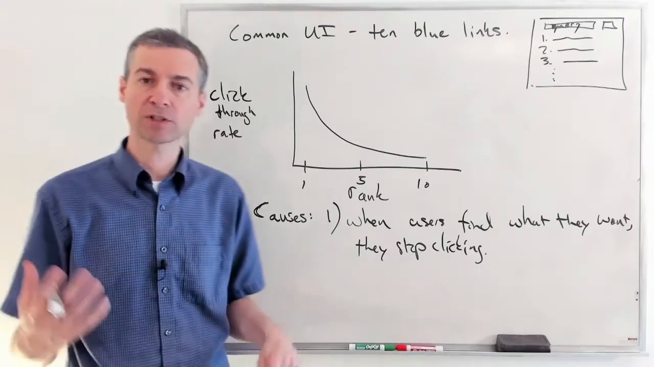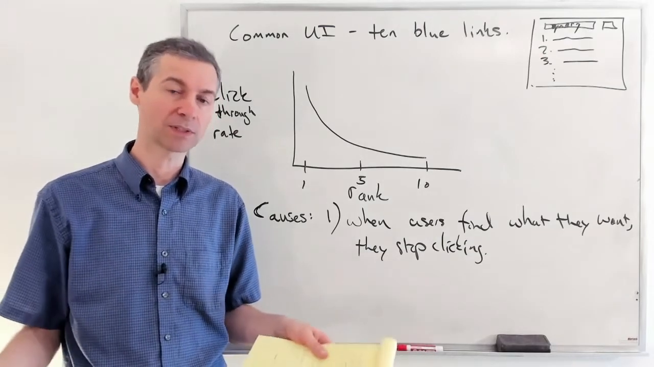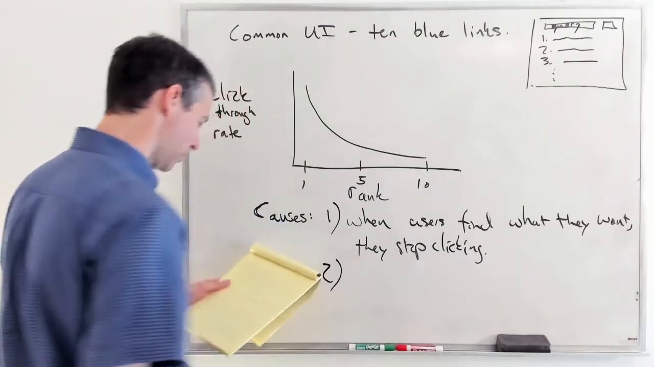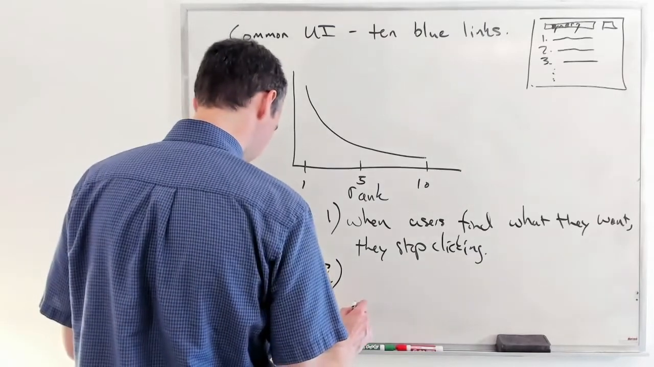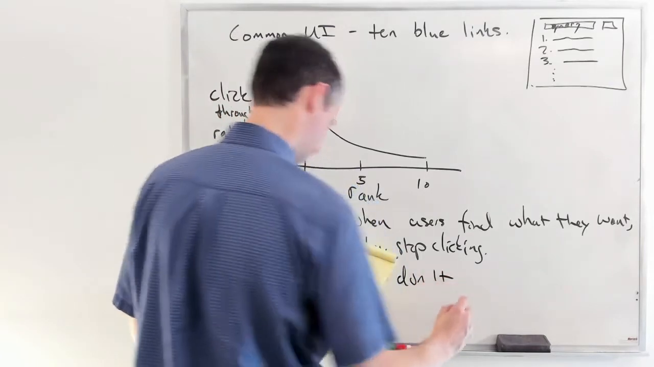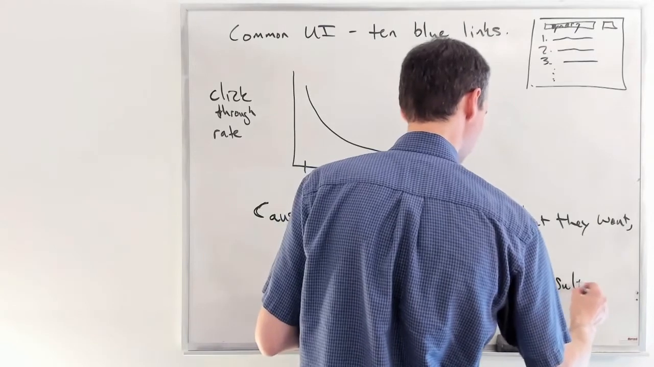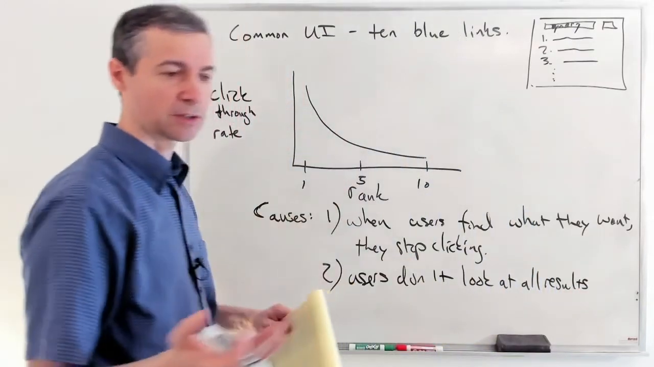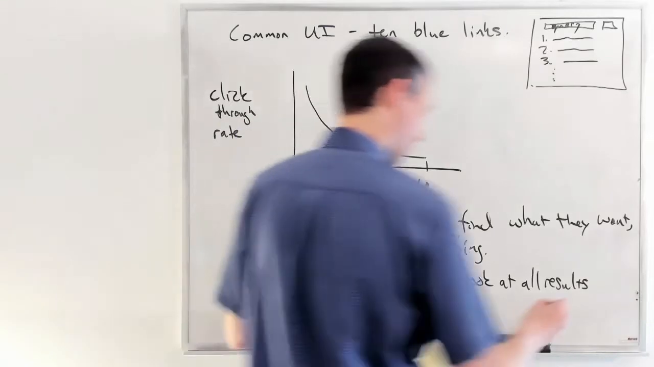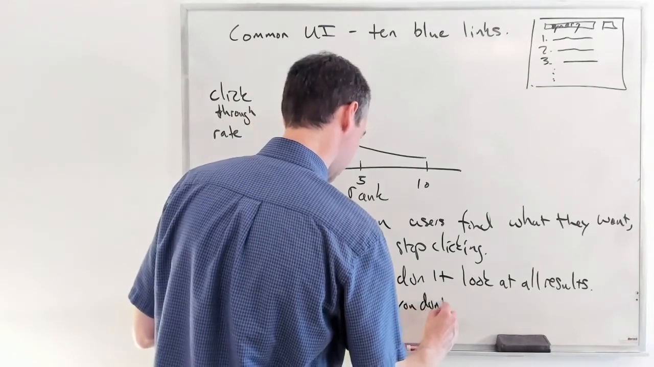Certainly there are some informational needs where you're like, no, I need to find lots of information about this thing, and you're going to click on lots of things. But overall, this is the behavior people see, and one of the reasons is that people do stop once they find they're satisfied. The other thing is that users don't look at all results. And this is not just because they found something and they're done. This is separate. Even if they're not finding what they're looking for, they often will not look at all the results.